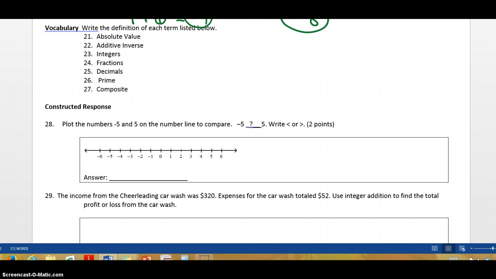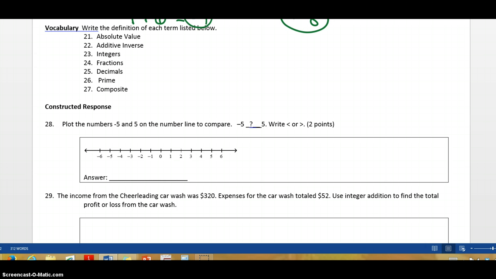For 26, a prime number is a number that only has 2 factors, one and itself. So for an example, 7 would be a prime number. The only 2 factors that multiply together to equal 7 would be 1 and 7. A composite number, however, is a number that has more than 2 factors that go into itself. So a good example would be 10. The factors of 10 are 1, 2, 5, and 10. So since there's more than just 2 factors, that would be considered a composite number.